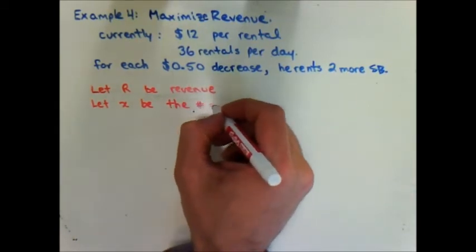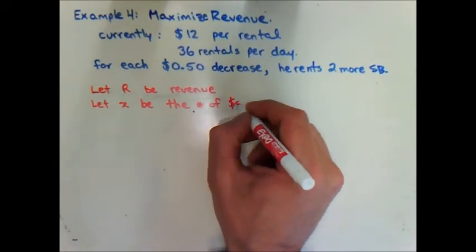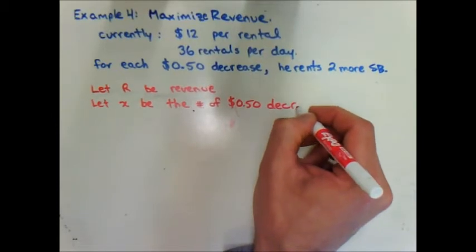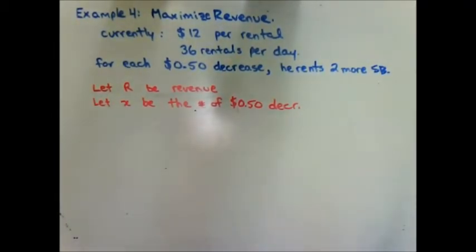Let x be the number of 50-cent decreases. So let R be revenue, let X be the number of 50-cent decreases.